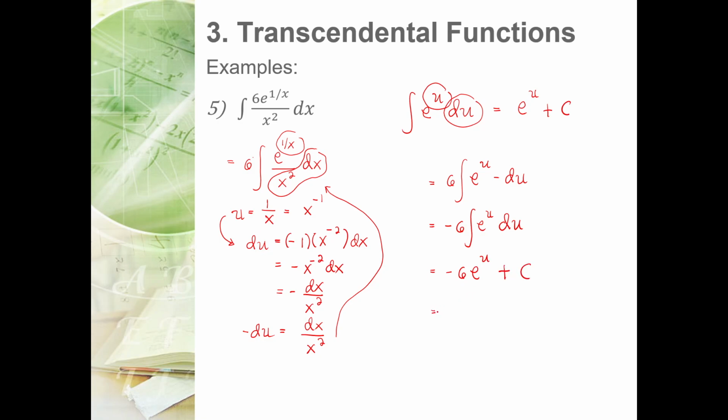So again, bringing back the value of your u parameter, so that's negative 6 e raised to 1 over x plus c. Okay, so that's the final answer. So questions?